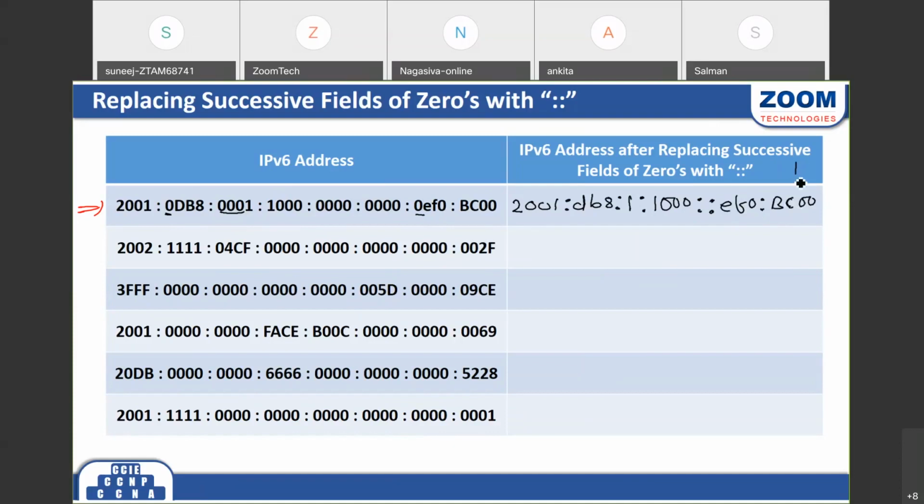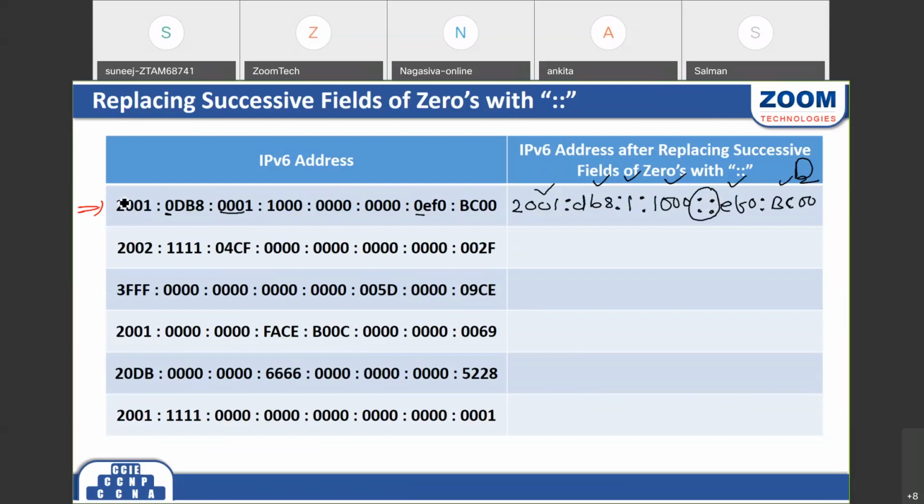So if you assign this address to one device, now my device can understand here we have how many fields? 1, 2, 3, 4, 5, 6 fields have been assigned and remaining 2 fields. So where we have a double colon, there we have what? 2 fields of zeros are available. The device can automatically analyze.